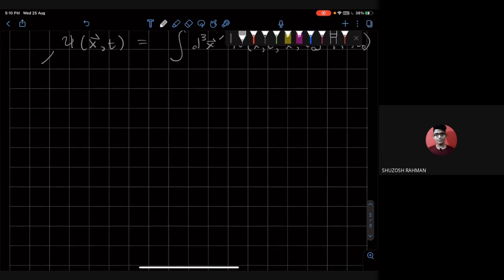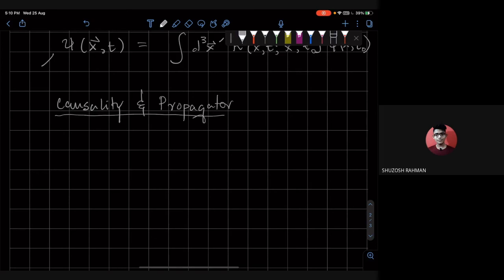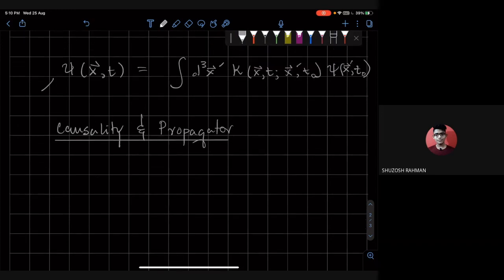Okay. So what does the propagator actually mean? What is its significance? Well, it's related to causality, really. So this is our next topic, causality and the propagator. So the interpretation of the propagator is causality, and it can be seen from this equation.